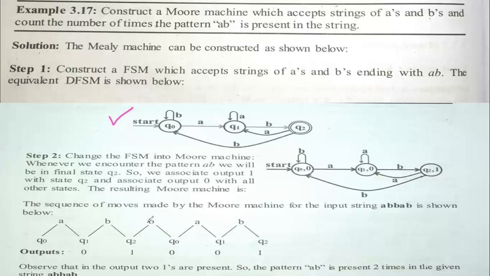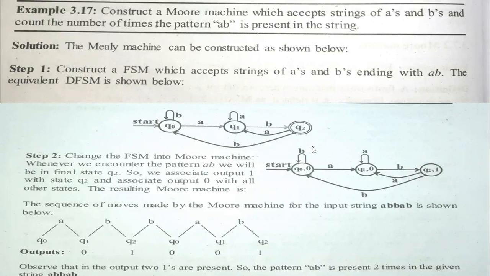Then Q2 on receiving B, we are coming back to Q0. Q0 is associated with 0, that's why we are writing 0 over here. Then again Q1 with A, then Q1 with B will give 1. So how many times are we getting this 1? Twice. It means in this particular string, twice we are finding the pattern AB. That is how we deal with this question using a Moore machine.